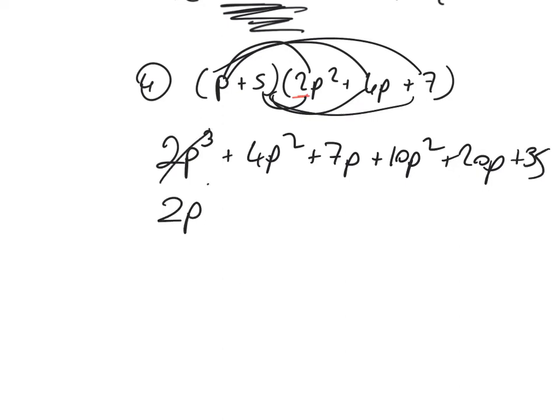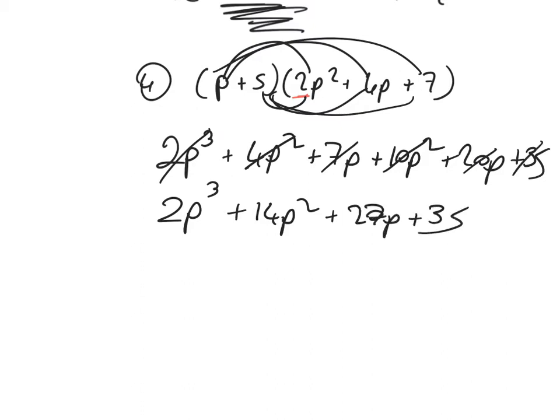Okay, 2p cubed, I've got 4p squared and 10p squared is 14p squared. I've got 7p and 20p is 27p. And finally, plus 35, final answer.